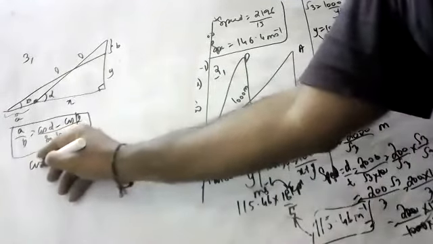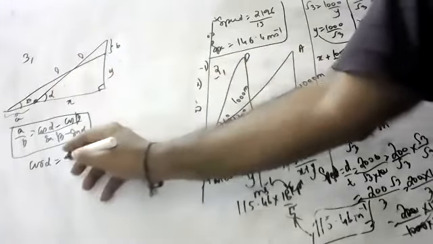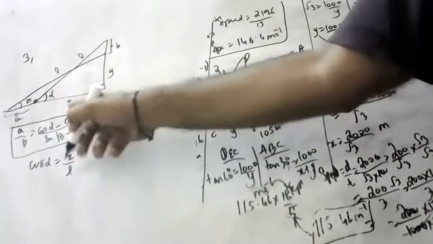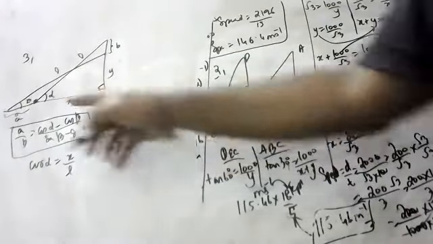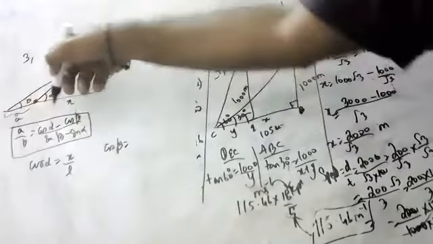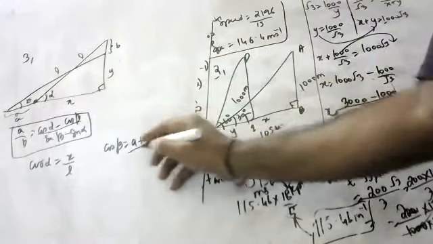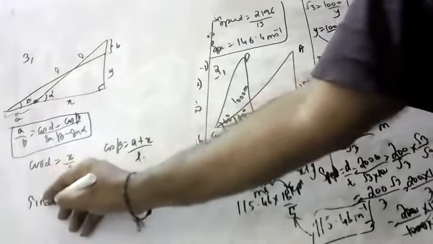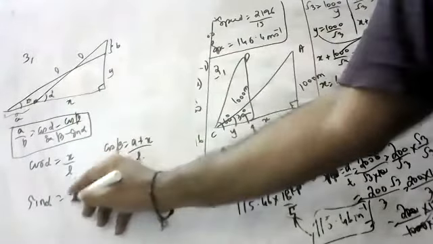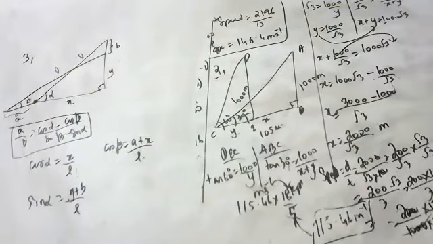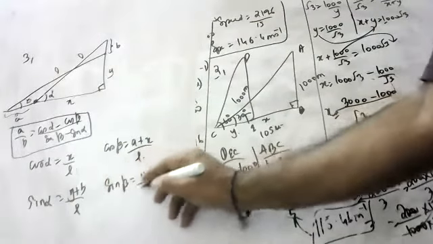Cos alpha. What is cos alpha, children? X by L, adjacent by hypotenuse. Cos beta is (x plus a) by L, adjacent by hypotenuse. Sin alpha is y by L, opposite by hypotenuse. Sin beta is (y plus b) by L. See the question and do, children.